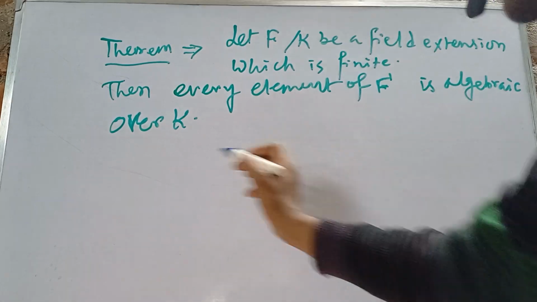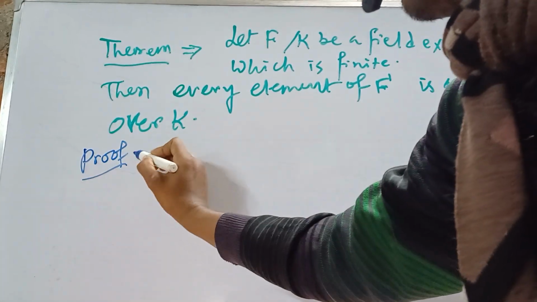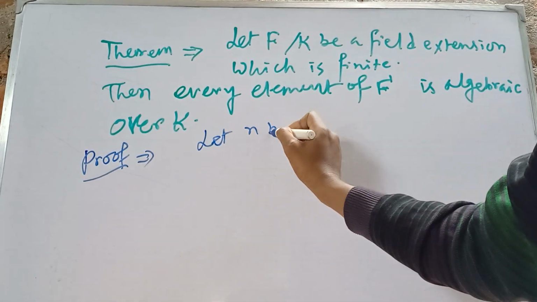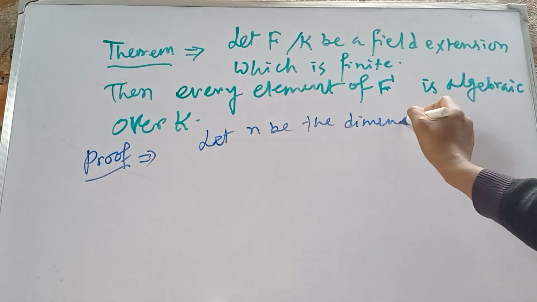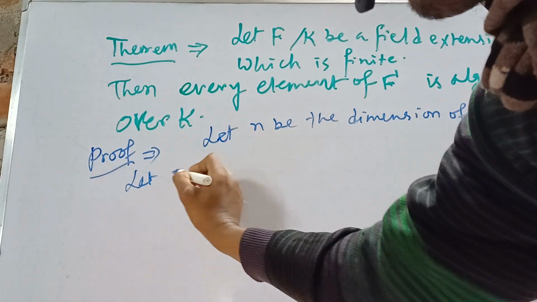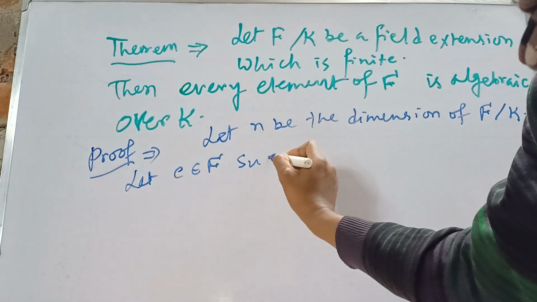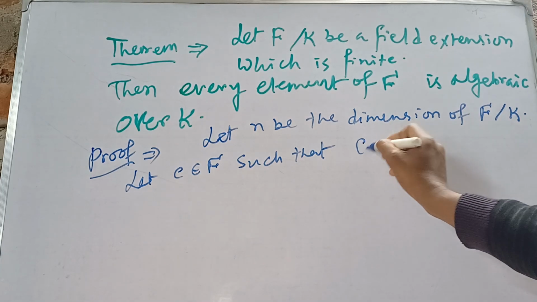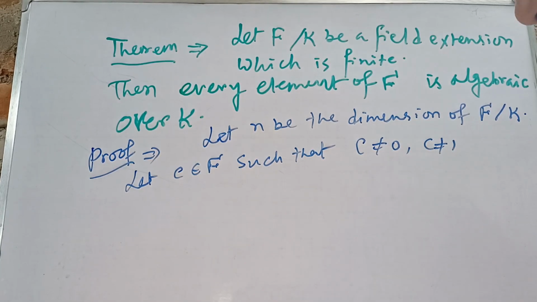So first we write here the proof. Let n be the dimension of F over K. Let c belong to F such that c is not equal to 0 and c is not equal to 1. Okay, 0 and 1 are algebraic over K.